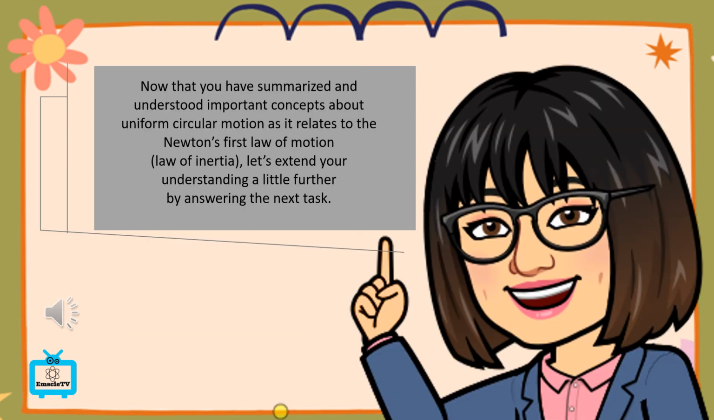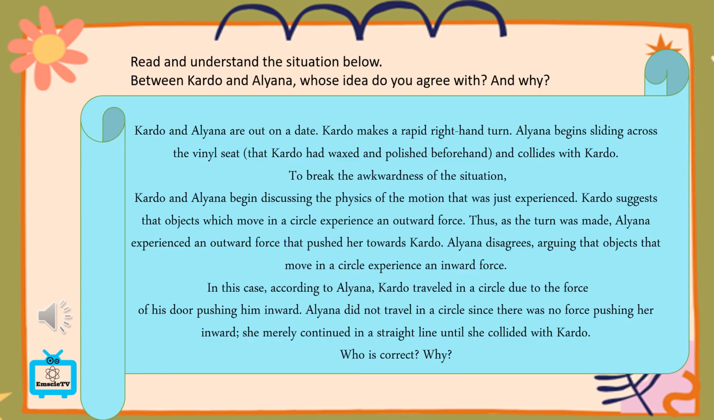Now that you have summarized and understood important concepts about uniform circular motion as it relates to Newton's first law of motion, let's extend your understanding a little further by answering the next task. Read and understand the situation below. Between Cardo and Aliana, whose idea do you agree with and why?